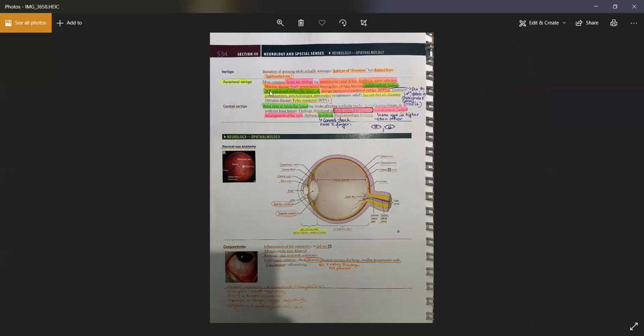So for central vertigo, you have the cerebellum lesions and the acoustic neuroma. For the peripheral one, you have Meniere's disease, vestibulitis, and BPPV. Any doubt?